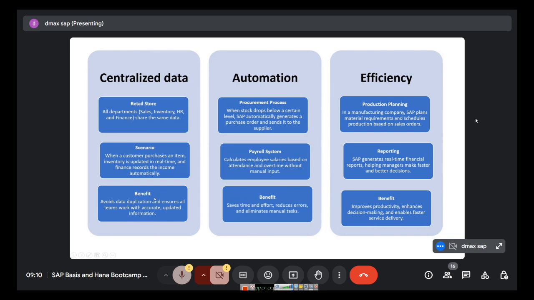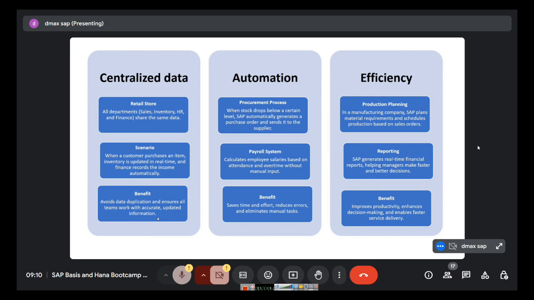So what is the benefit of this? It avoids data duplication and ensures all teams work with accurate and updated information. So when we use ERP as a tool for a retail store, there will be no duplication. When the bill happens, immediately every department will know whatever they wanted to know. Example, inventory will know their stock is reducing, and finance will know they are getting some amount. When they want to order some of the products again, the finance team can order directly via the amount which they received. So like that, the centralization will be there.